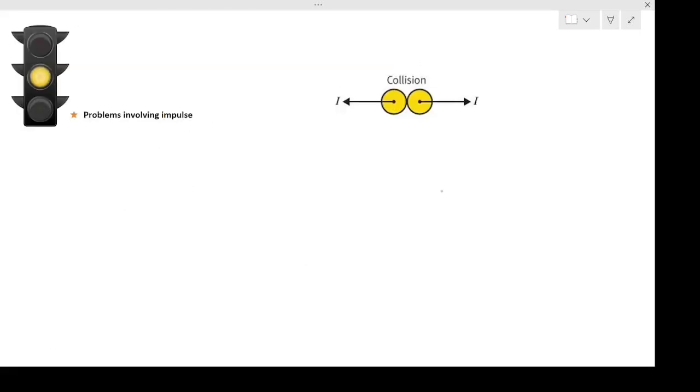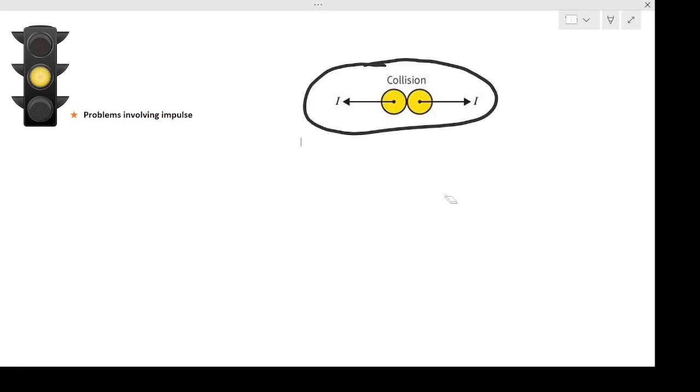Now I'm going to be looking at impulse. Remember from the first part of this chapter, we saw that impulse is effectively a pushing effect. And so when the two particles collide, they push into one another. So there's impulses and it's going to look like that diagram there.